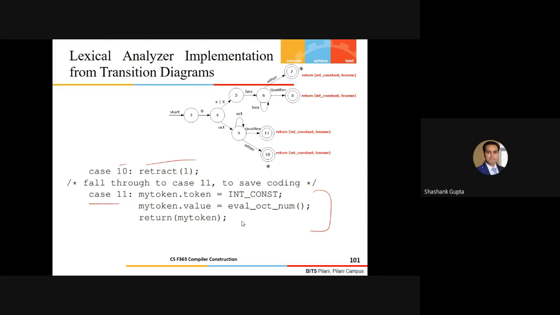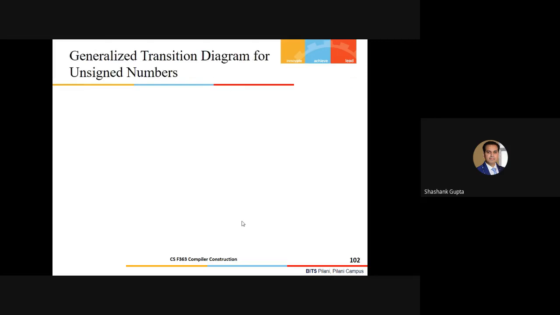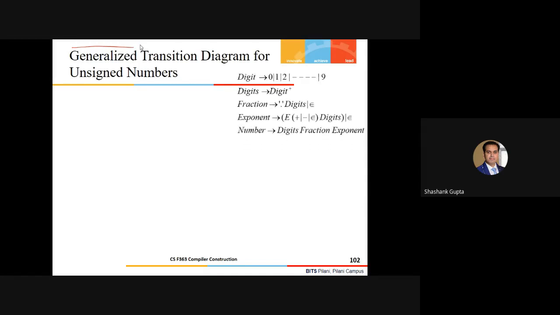Fine. So now let's see a few other things which we have to remember for this manual implementation of the lexical analyzer. Till now, we have seen certain things which contribute towards the manual implementation of the lexical analyzer. Now I have termed this slightly as generalized transition diagrams. So what exactly is it? Let's look at this with the help of an example.